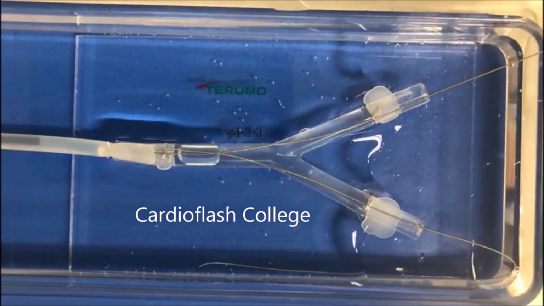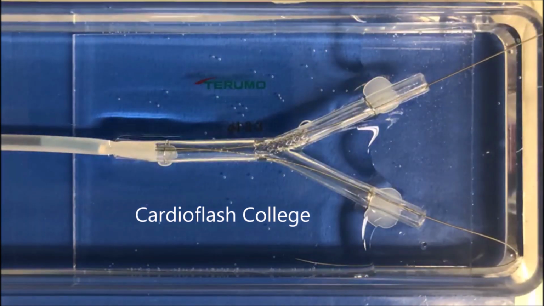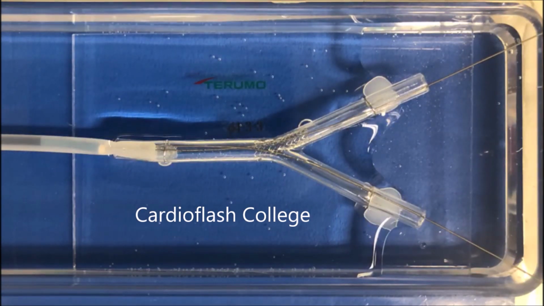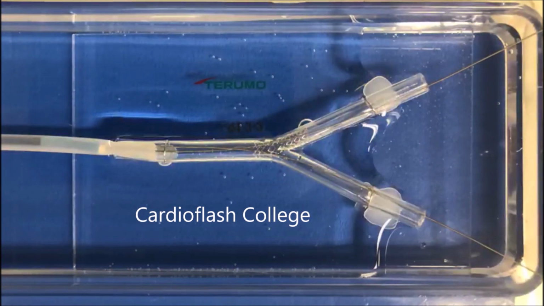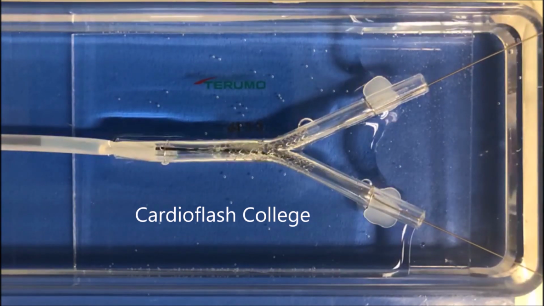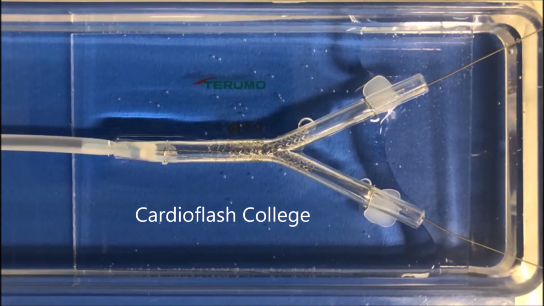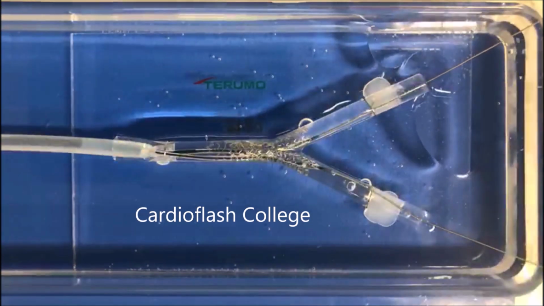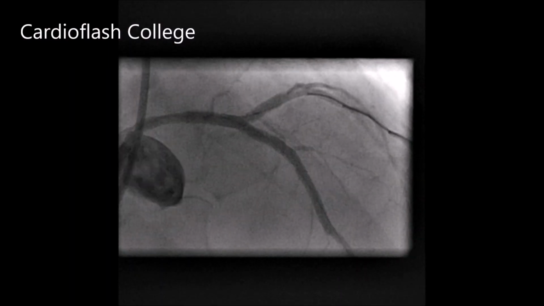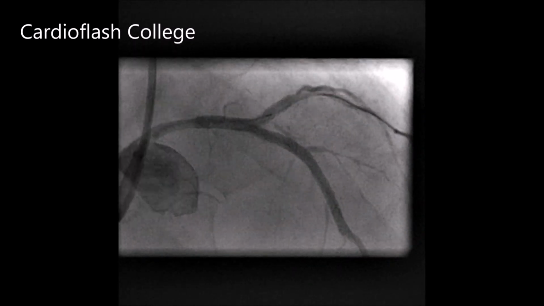To summarize, this is how a culotte is made. And this is the definitive aspect from different perspectives.